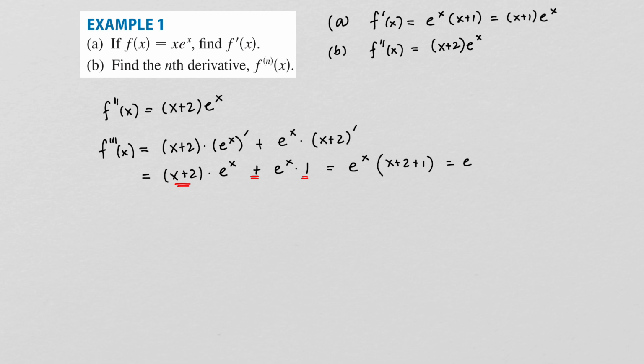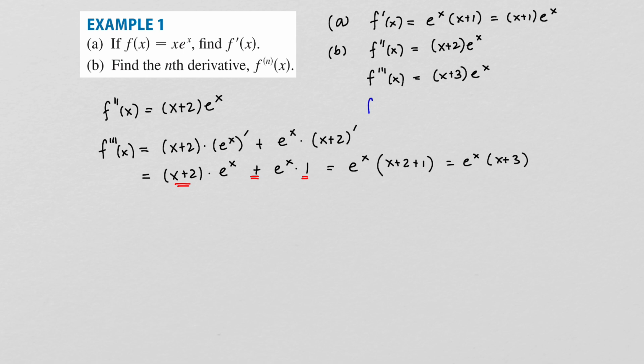And of course, this is e to the x times x plus 3. And so I now know that the third derivative is x plus 3 times e to the x. And so I'm starting to see a pattern develop. The first derivative was x plus 1 times e to the x. The second derivative is x plus 2 times e to the x. And the third derivative is x plus 3 times e to the x.